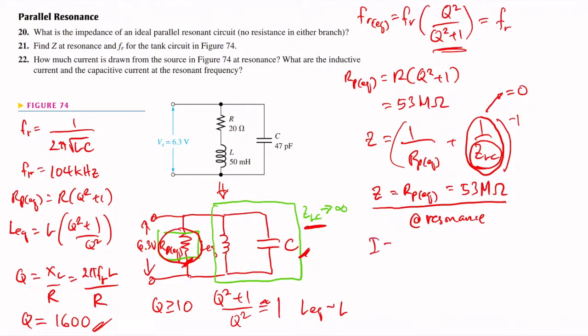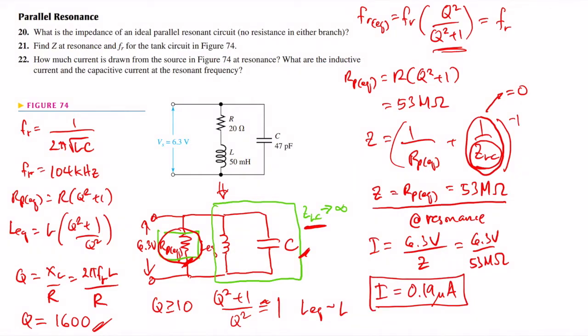So we can easily solve for that current to be equal to 6.3 volts divided by Z, or RPEQ, which is 53 megaohms. So the current is then 0.19 microamperes.